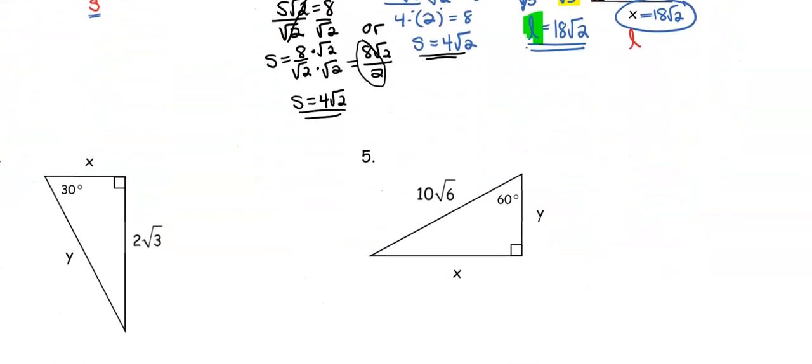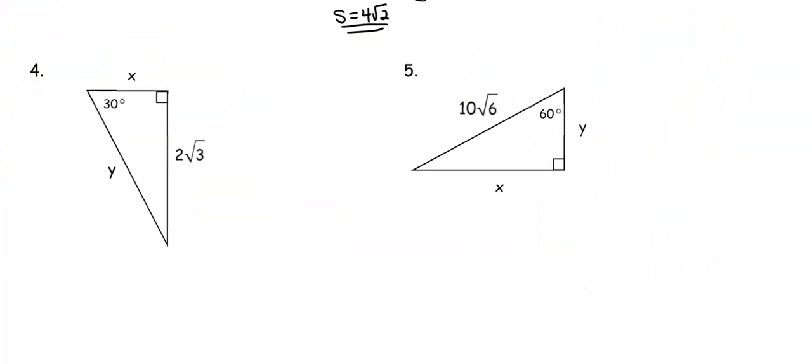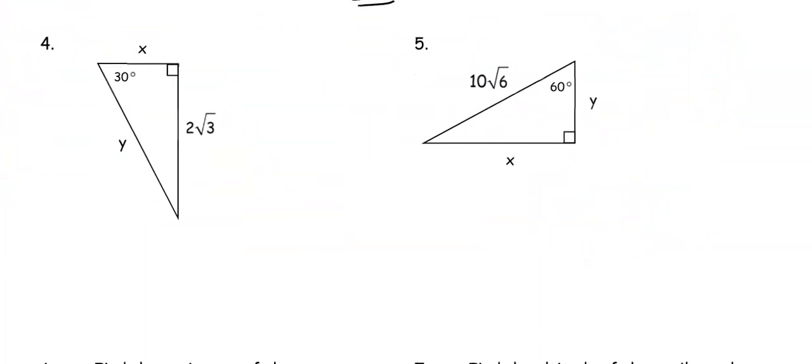We got more to go. Number 4, we see our 30, 90. That means that this is 60. Of course, we still start the same way. Across from 30 is L. Across from 60 is L root 3. Across from 90 is 2L.